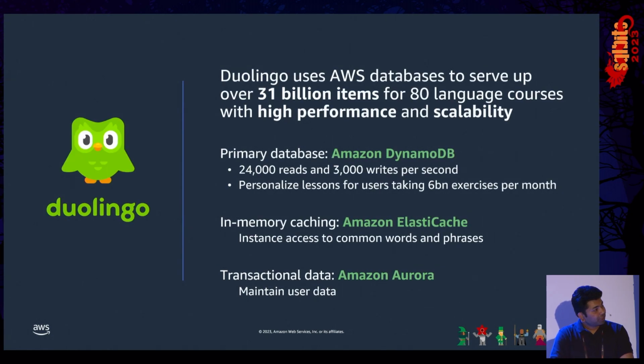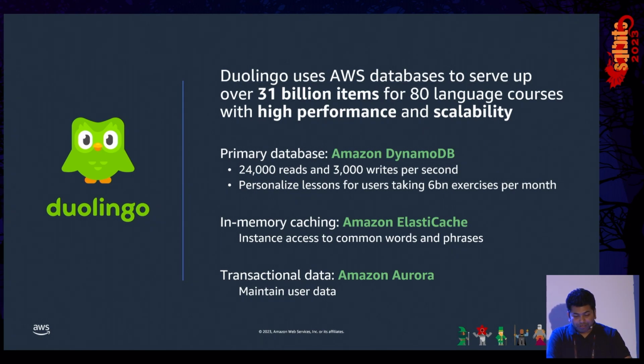Now, which customers are using DynamoDB? We have Duolingo. Has anyone used this app to learn something? Yeah, all right, so we know this. Sometimes the owl also annoys, right? Because it gives you multiple notifications. You haven't been learning, right? So in this case, DynamoDB is used by Duolingo, and it has in-memory caching and also transactional data.